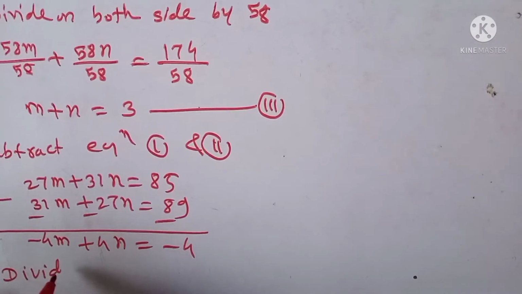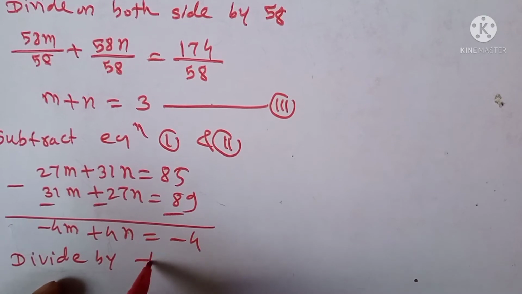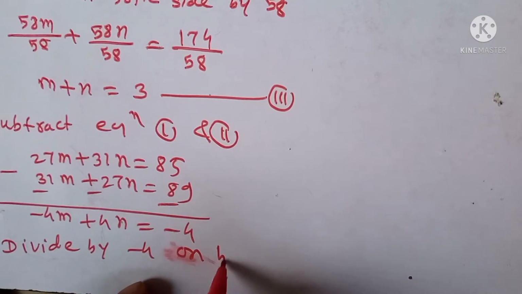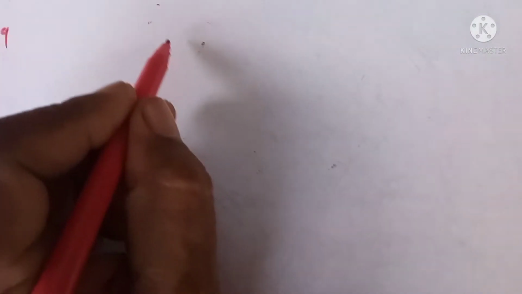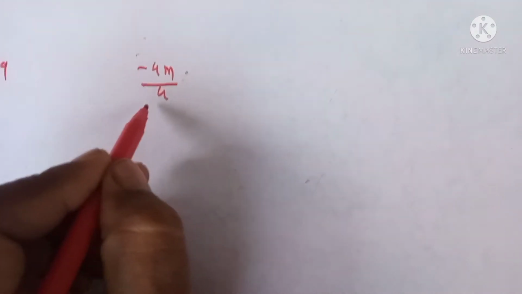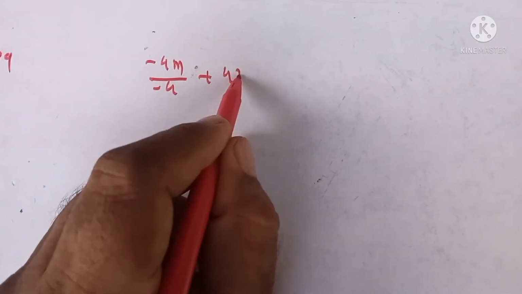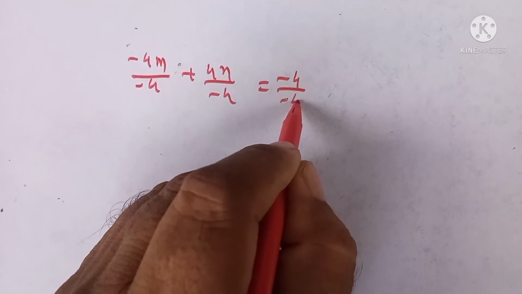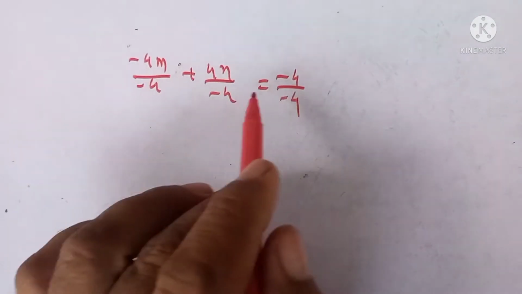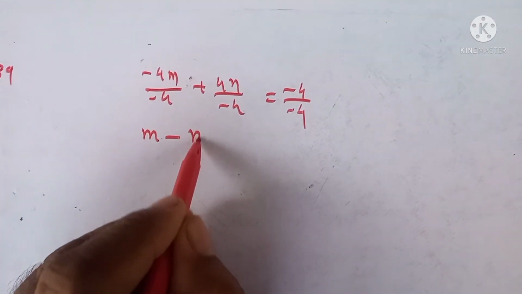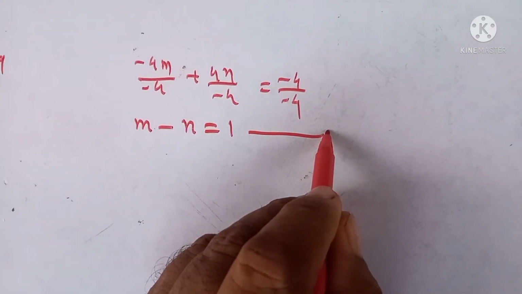Divide by minus 4 on both sides. So we get minus 4m upon minus 4 plus 4n upon minus 4 equal to minus 4 upon minus 4. We get the equation m minus n equal to 1, equation number 4.